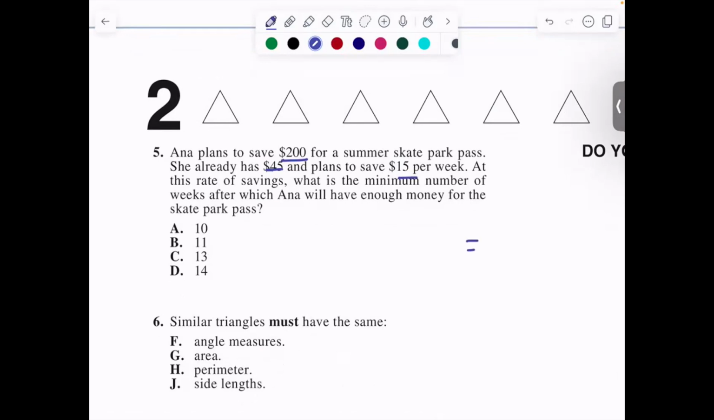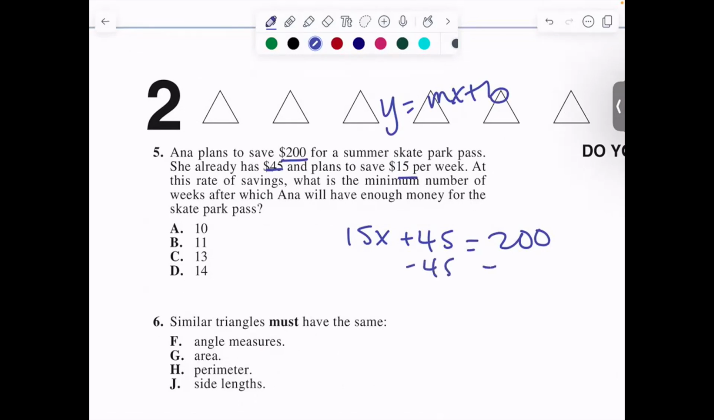So we know she needs $200, okay? She already has 45 and she's saving $15 a week. So this is just our typical y equals mx plus b. This time we do know our y. We know it's 200. Our m is 15 because that's how much she's saving each week, and we're starting with 45. So for me to know how many weeks it's going to take, I'm just going to subtract 45 from 200. I get 15x equals 155.